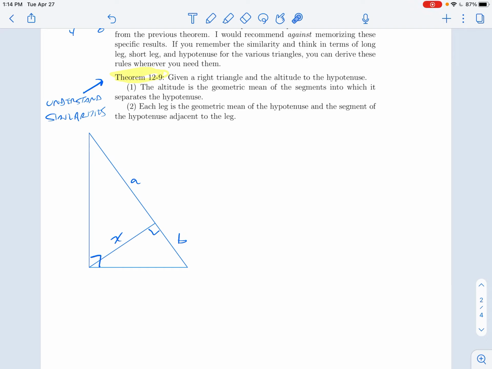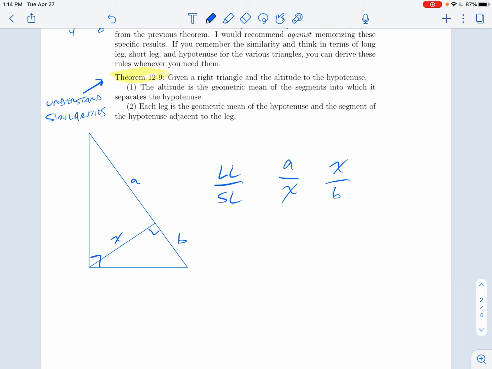Let's think about similarity. And I'm going to set up ratios by thinking about short leg, long leg, and hypotenuse. So if I look at this triangle here, I will notice that I have labeled the long leg and the short leg. So I'm going to think about the ratio of long leg to short leg. In this triangle, the ratio of long leg to short leg is a over x. In the smaller triangle at the bottom, the long leg is x and the short leg is b. So the ratio of long leg to short leg is x over b.